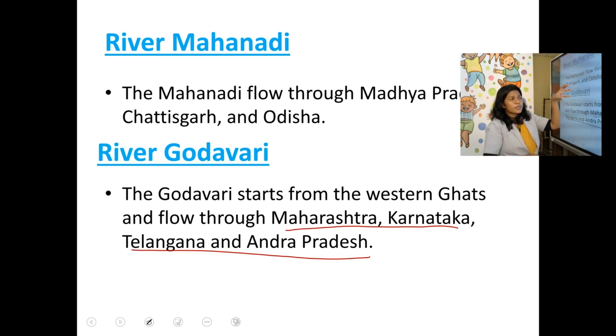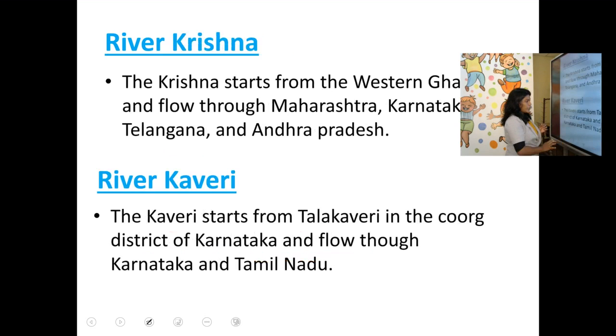Last class the teacher explained this with the help of a map, right? So that is why I am going very fast. The river Godavari starts from the Western Ghats and flows through Maharashtra, Karnataka, Telangana and Andhra Pradesh. So next, the river Krishna. The Krishna also starts from the Western Ghats and flows through Maharashtra, Karnataka, Telangana and Andhra Pradesh.